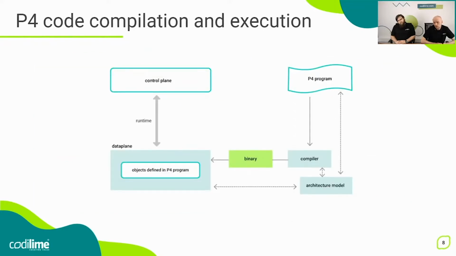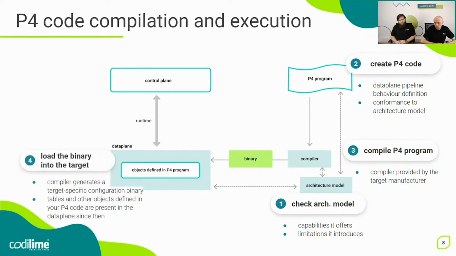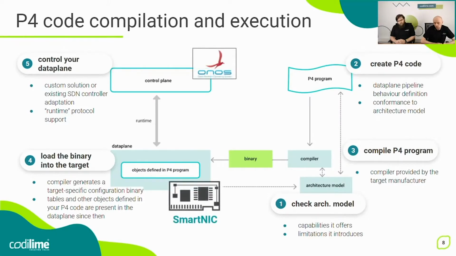So now let's have a look at how to create a P4 program and deploy it to the target device. So the first step would be to check the architecture model our device complies with, because we need to know which blocks are programmable, in fact. Now we can write all the P4 code, and after it is ready, we compile it using the compiler, which is usually provided by the device manufacturer. And the compiler generates binaries, which are loaded onto the device. And since then, all the objects defined in the P4 code are present in the data plane. Now, to effectively talk to this data plane, we need a control plane software. For this purpose, we can use, for example, some open source SDN controller. And in our case, a data plane is a SmartNIC, and the control plane is based on ONOS.